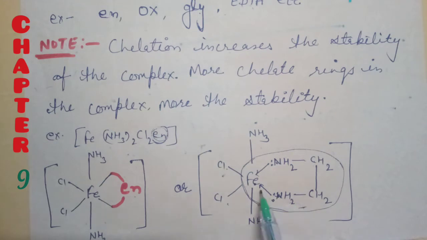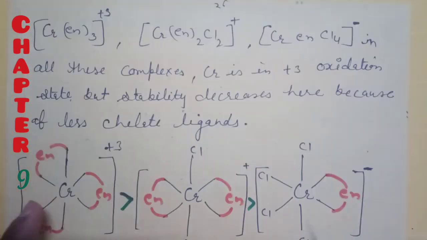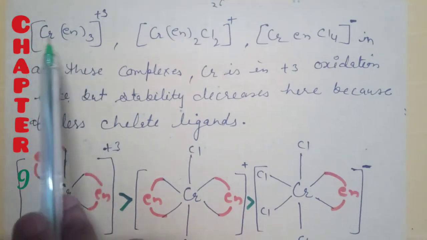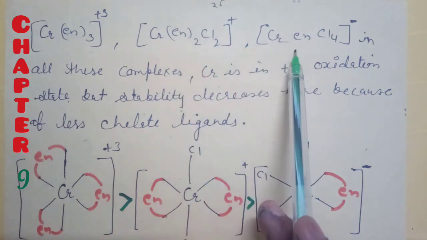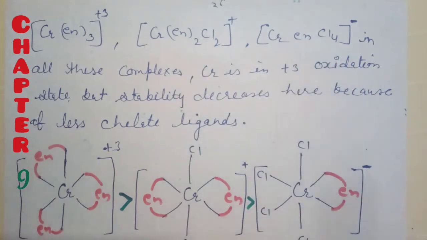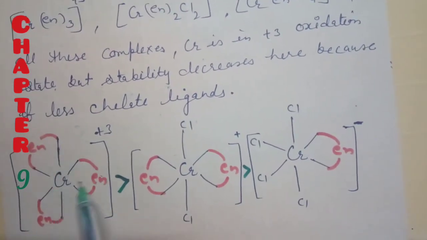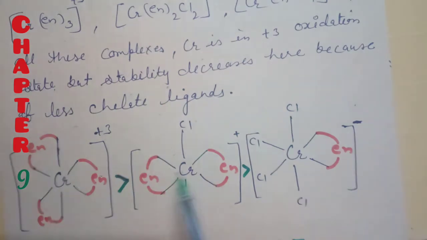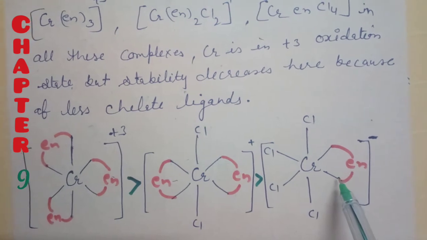If there are more chelate rings, then the complex will be more stable. Just like this example. See, there are 3 en, meaning ethylenediamine bidentate ligands, attached to 1 Cr. There are 2 ethylenediamines and there is 1 ethylenediamine. Okay, see the structure of these compounds. There are 3 chelate rings in this compound. This is the first. There are 2 en, meaning 2 chelate rings are present. There is 1 en, meaning only 1 chelate ring is present.